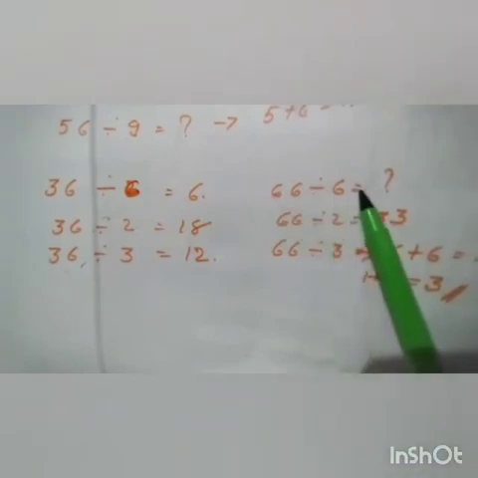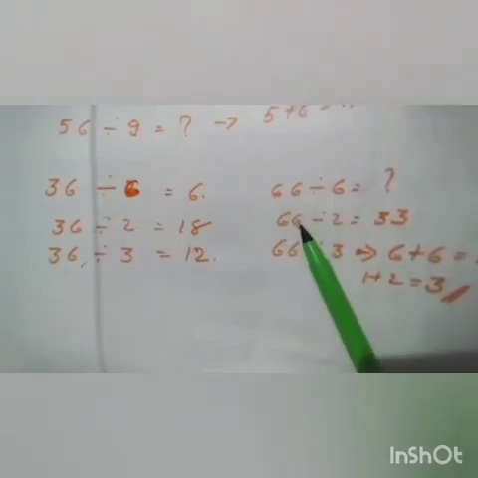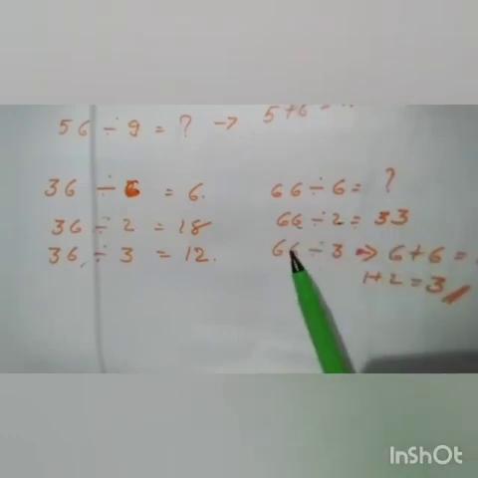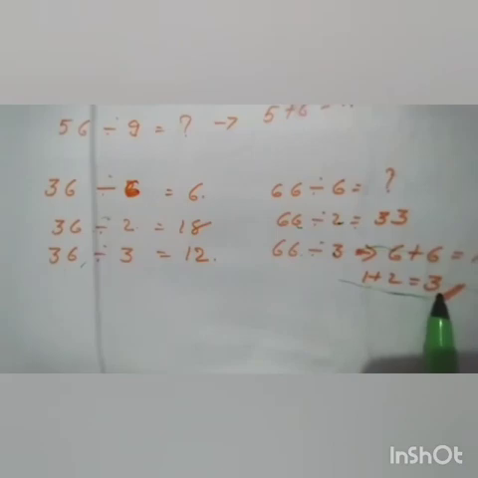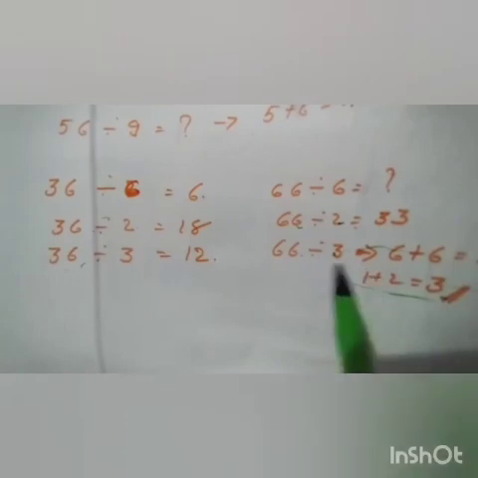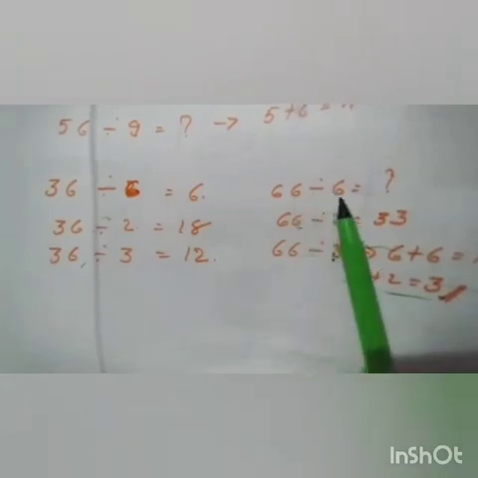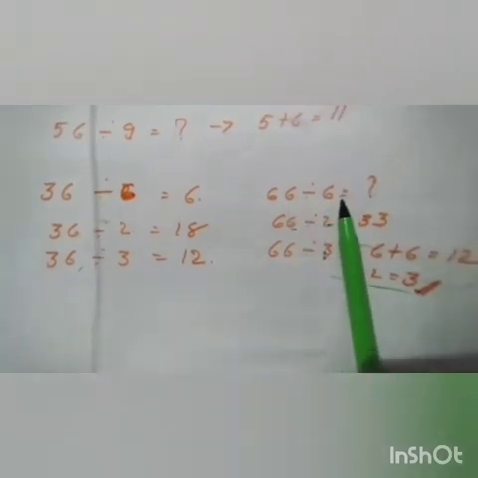Same, one more example, 66 divided by 6. Listen, 6 is the unit digit, so we can divide by 2. 66 by 2 equal to 33. Then 66 divided by 3. We can check it. 6 plus 6 equal to 12. 12 means 1 plus 2 equal to 3. That is, 3 is divisible by 3. So we can divide 66 by 3 also. Then 66 can divide by 2, 66 is exactly divisible by 3. So 66 is exactly divisible by 6.